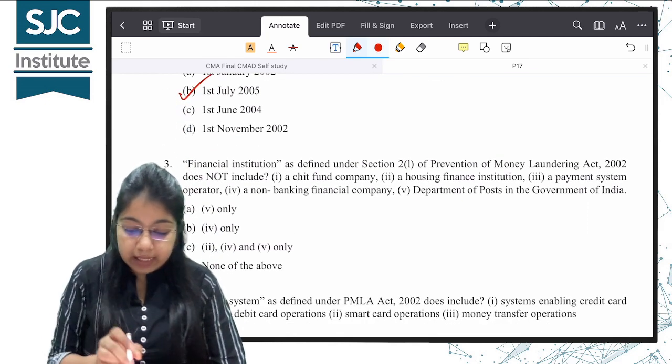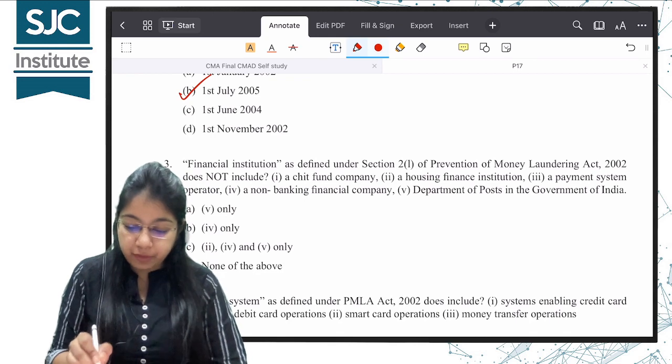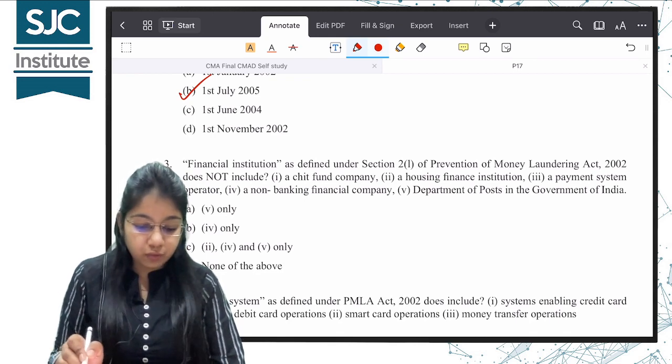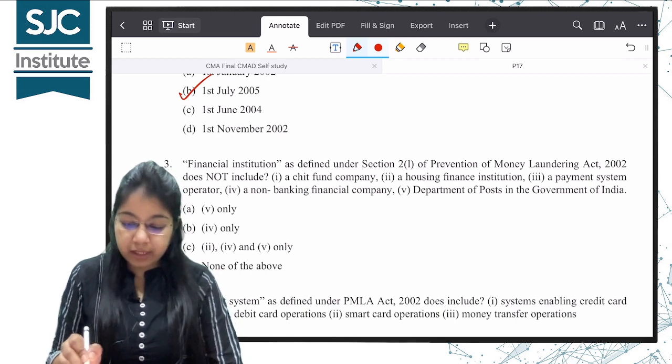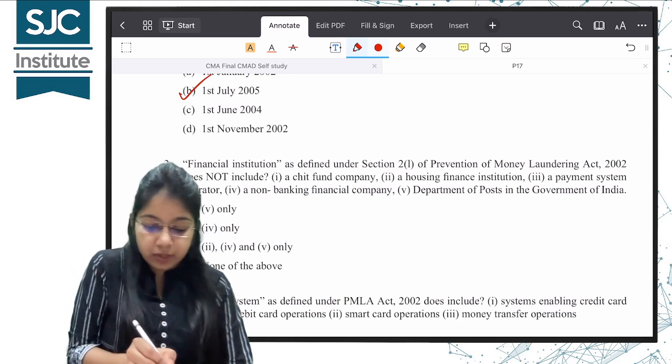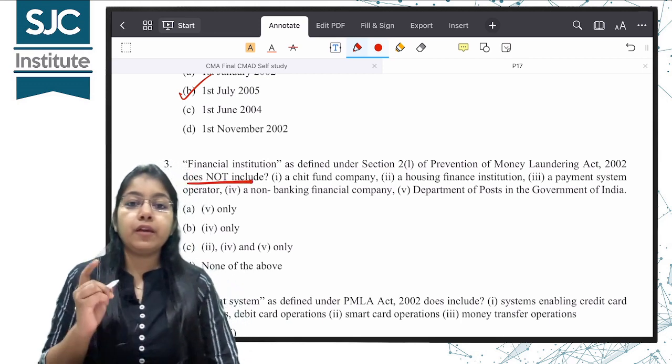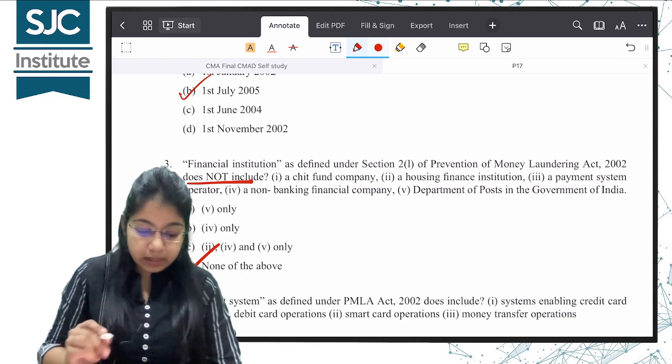Financial institution as defined under Section 2L of the Prevention of Money Laundering Act 2002 does not include a chit fund company, housing finance institution, payment system operator, NBFC, Department of Posts in the Government of India. They are saying does not include, but the definition includes all of the above. So, the answer is none of the above.